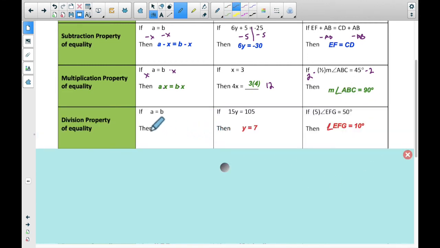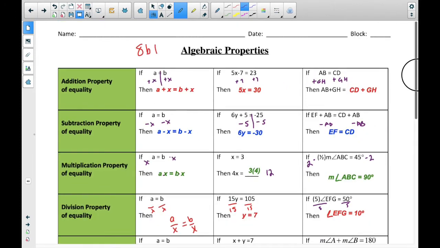Same thing with division. We can divide both sides, divide by x on both sides. That would give us A over x is equal to B over x. We do this in algebra all the time. We divide, like we could divide by 15. And if we divide by 15, we would get y equals 7. We can also do it with geometry, that we can divide by 5 on both sides. And we take this, divide by 5, we get 10.